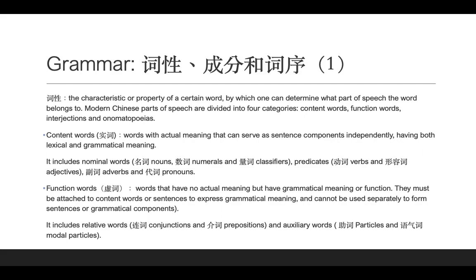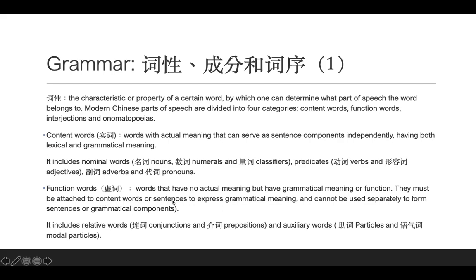It includes nominal words such as nouns, 名词, numerals, 数词, and classifiers, 量词. It also includes predicates such as verbs, 动词, and adjectives, 形容词. It also includes adverbs, 副词, and pronouns, 代词. So all these words, these are content words, which are nouns, numerals, classifiers, verbs, adjectives, adverbs, and pronouns, which are in total 7.